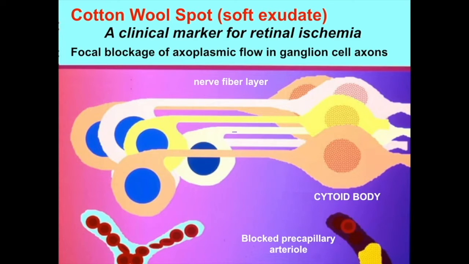Blockage of a precapillary arteriole leads to focal retinal ischemia. As the axoplasm flows from the ganglion cell, when it enters the areas of ischemia, it gets blocked and the axon blows up like a balloon, forming the cytoid body. Again, cytoid bodies, or cotton wool spots, are a clinical marker for retinal ischemia, and they represent focal blockage of axoplasmic flow in the ganglion cell axons.